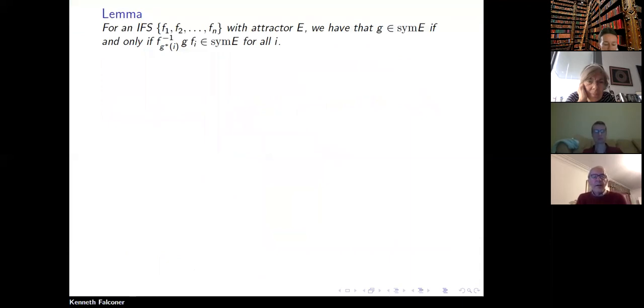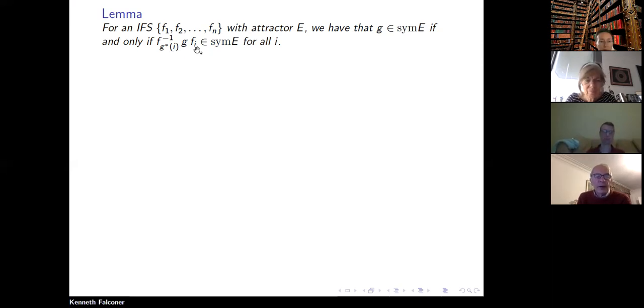Okay, and so we have another lemma which starts to enable us to identify the symmetry group of a given iterated function system. So for an iterated function system f1 up to fn of similarities, if E is the attractor, then G will be a symmetry of E precisely when, if I look at the composition, do Fi first, and then do G, and then do the inverse of F, where the subscript is what G takes the ith subdomain to, a new subdomain.